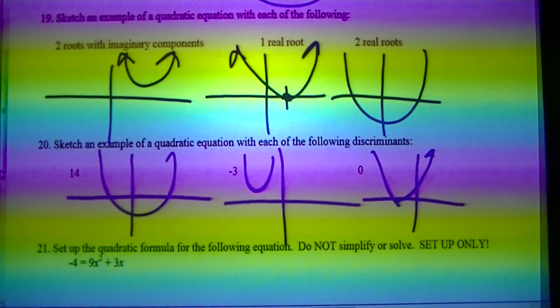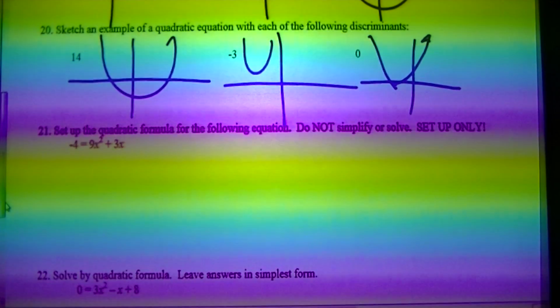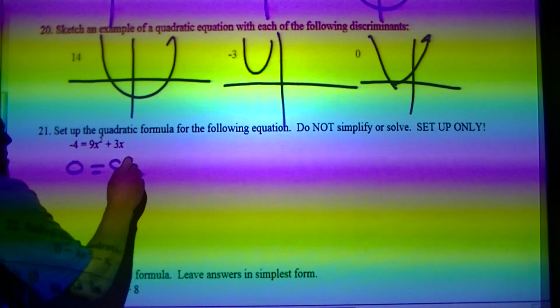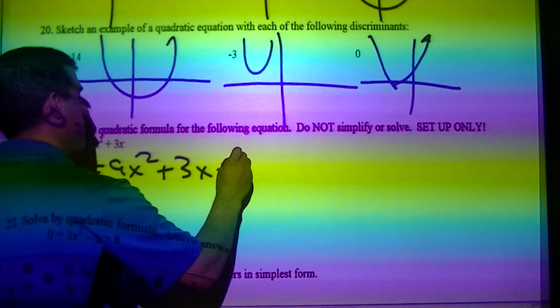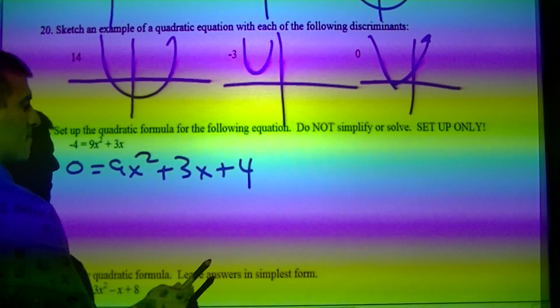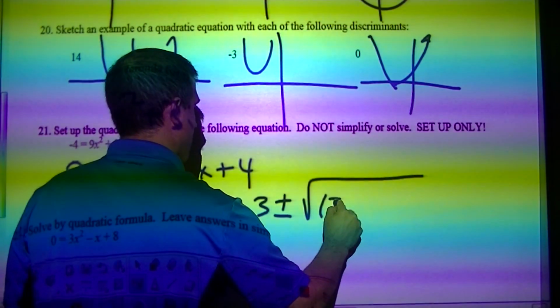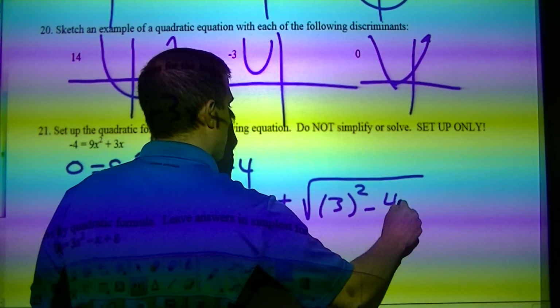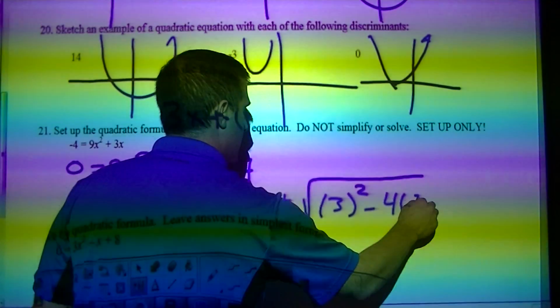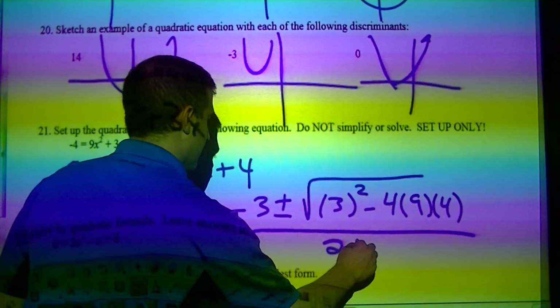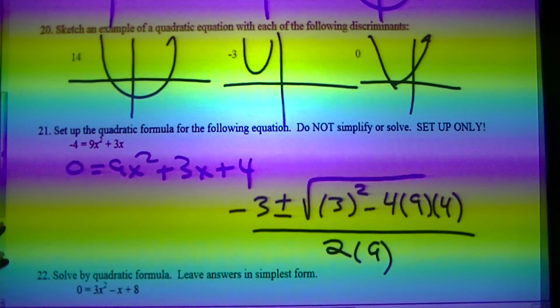Okay? Set up the quadratic formula. Don't solve. I need to move that over, so I got 9x squared plus 3x plus 4. Okay? The quadratic formula would make that negative 3 plus or minus the square root of 3 squared minus 4 times 9 times 4, all over the quantity 2 times 9. And that's all you have to be able to do there.